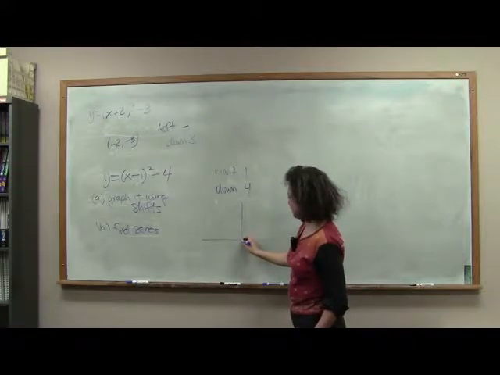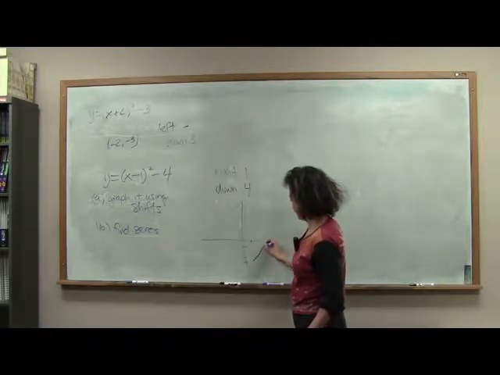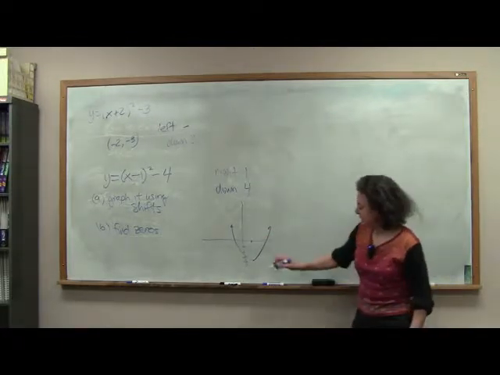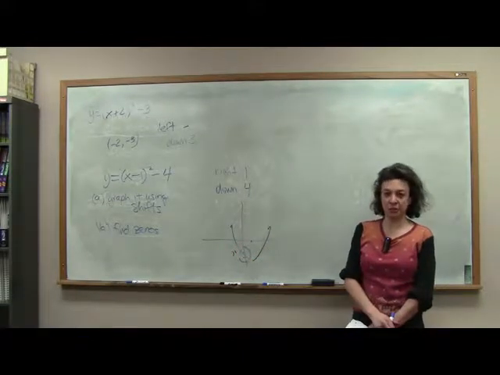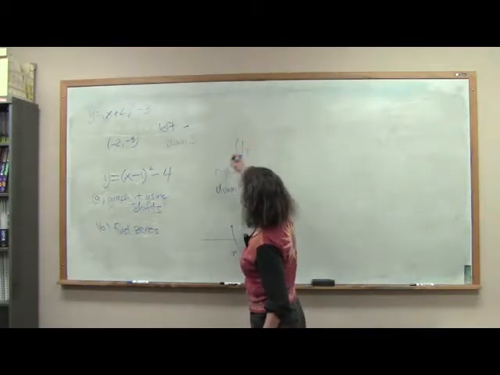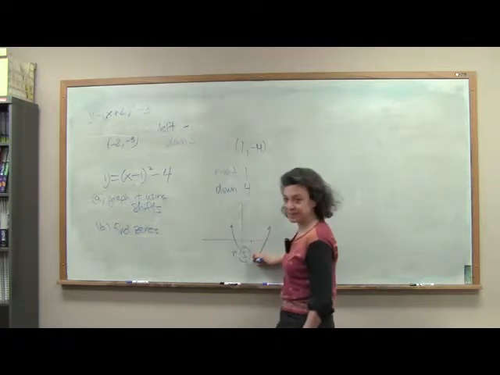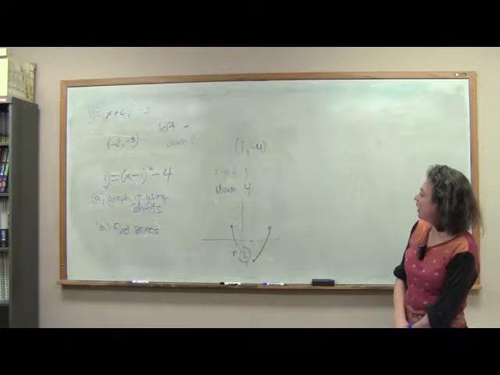So here's my (0, 0) vertex. I go right 1 and then down 1, 2, 3, 4. And there's our basic graph. Now, notice this is a little fuzzy here. We can refine that shortly. Okay? Notice using what we talked about with our vertex, it's (1, -4), and notice using our shifts, it's entirely consistent. All right.